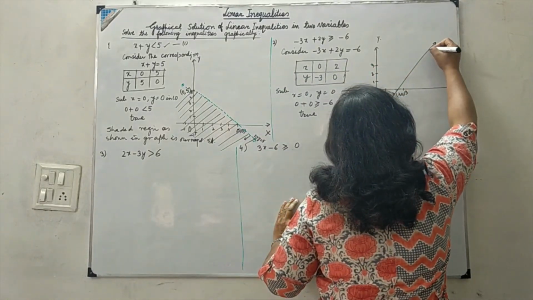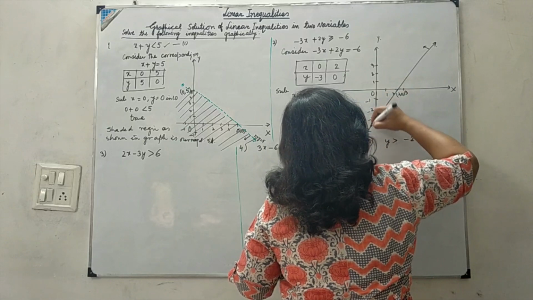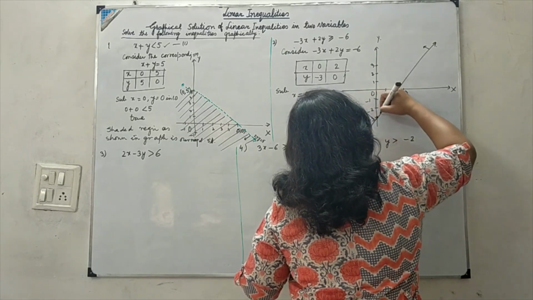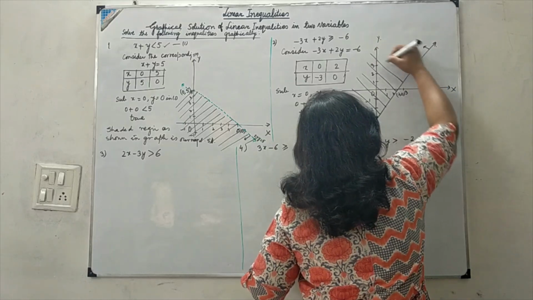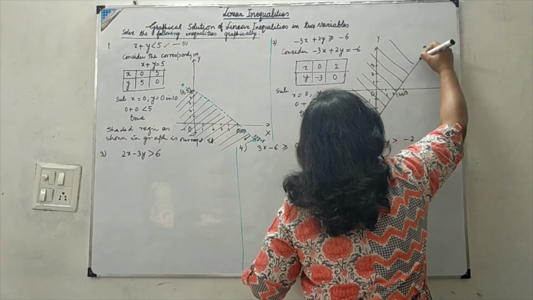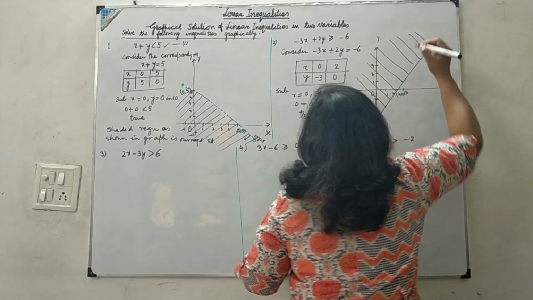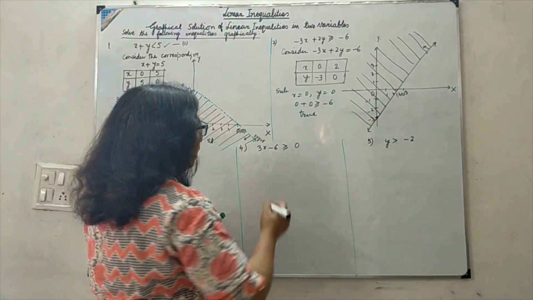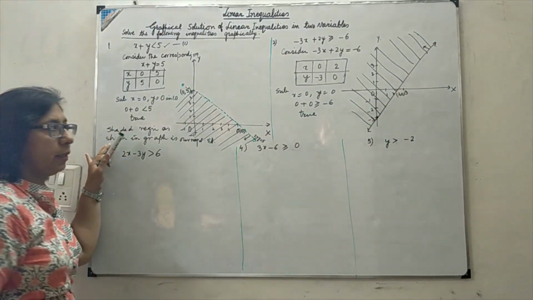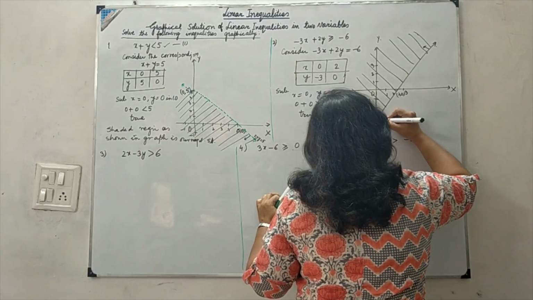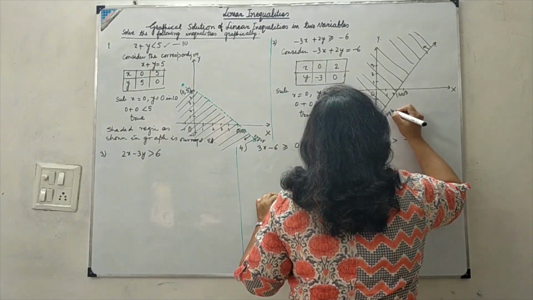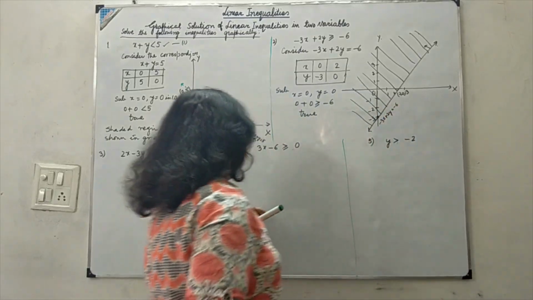So what will I do? I will again put an arrow like this, and this upper half plane is our required solution in this case. Again, we will write in the last that the shaded region as shown in the graph is our required solution. You can write the equation on the side. This is representing this straight line.